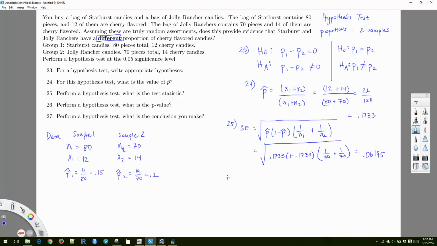Okay, my z-score is going to be p hat 1 minus p hat 2 over the standard error. So I got 0.15 minus 0.2 divided by 0.06195. And if I do that, I get negative 0.81. So far, so good?